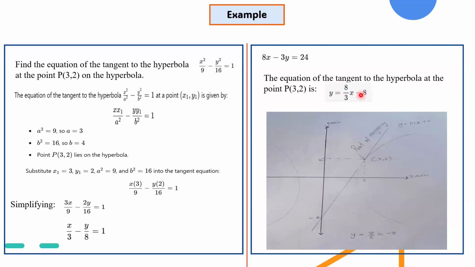And I have a diagram, or sketch, to show this. So we have the point of contact, which is at (3, 2), sorry. And then we have our y-intercept at -8. And that is our tangent to the hyperbola. Next slide.